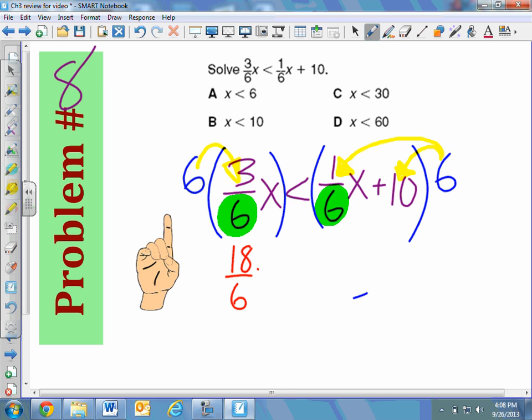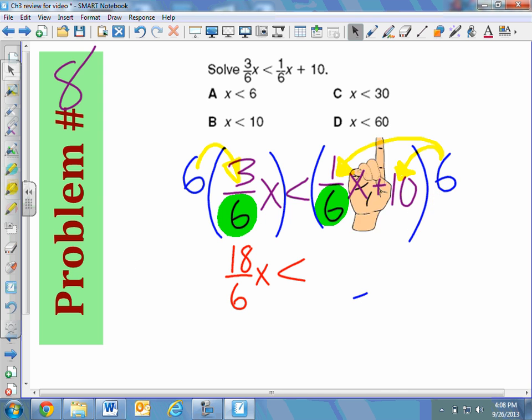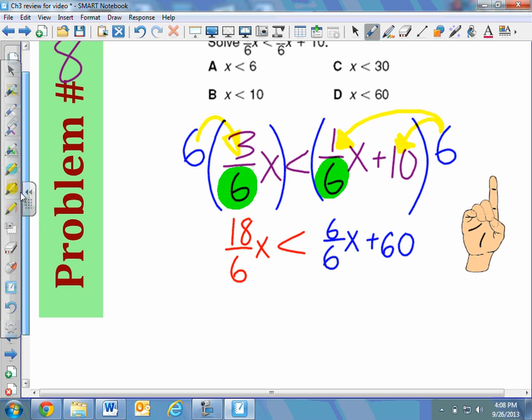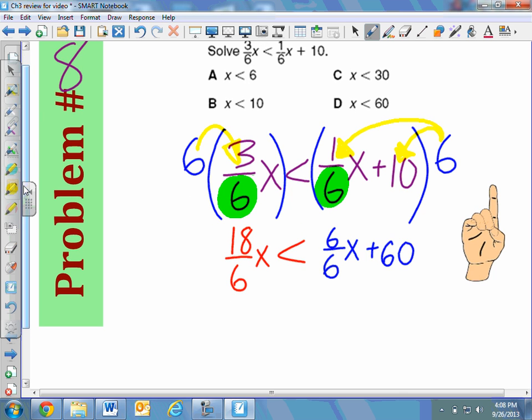Over 6. And the x is less than 6 times 1. Okay, I got 6 over 6, x, plus 6 times 10, 60. Okay, next thing I'm going to do is simplify some of these fractions. So I'm going to simplify the red over here. I'm going to get 3x less than, sorry about the line, guys, I keep forgetting. I shouldn't forget, you shouldn't forget. 6 divided by 6, 1x plus 60.